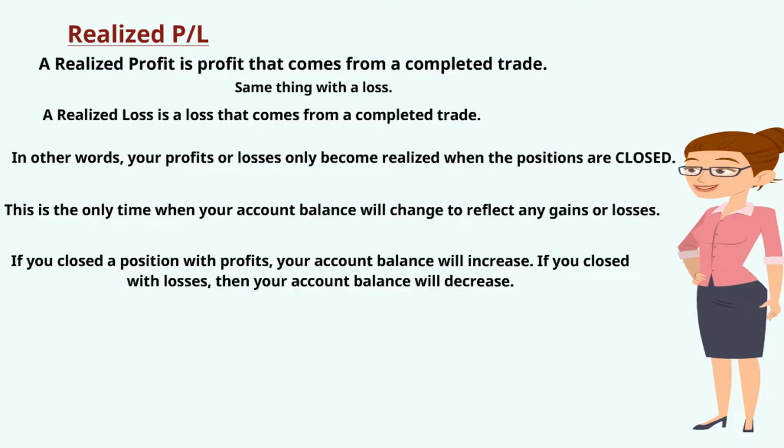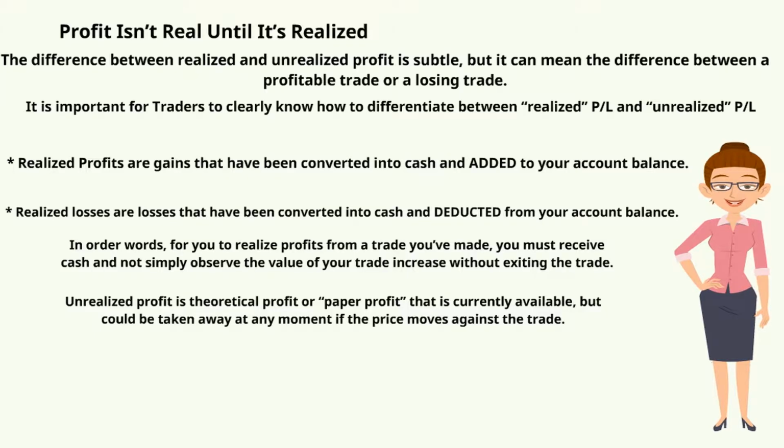Realized profit and loss. A realized profit is profit that comes from a completed trade. Same thing with a loss. A realized loss is a loss that comes from a completed trade. In other words, your profits or losses only become realized when the positions are closed. This is the only time when your account balance will change to reflect any gains or losses. If you closed a position with profits, your account balance will increase. If you closed with losses, then your account balance will decrease. Profit isn't real until it's realized.